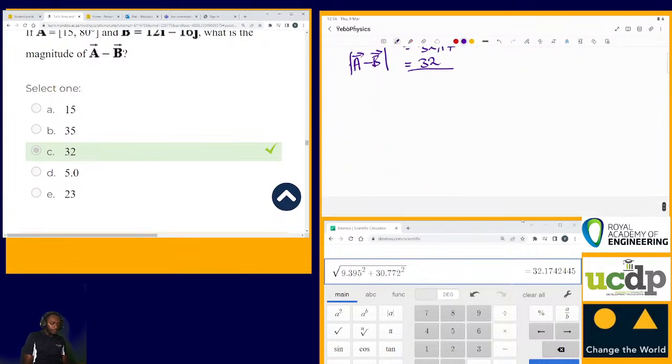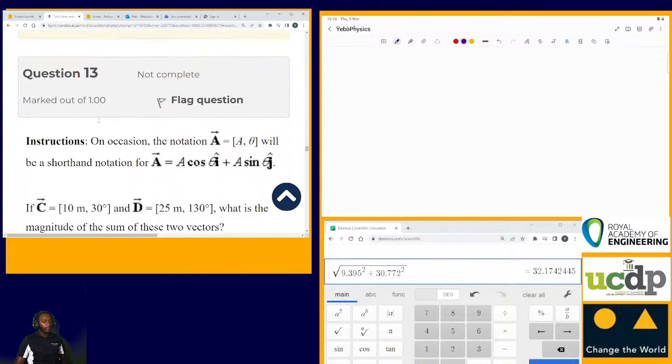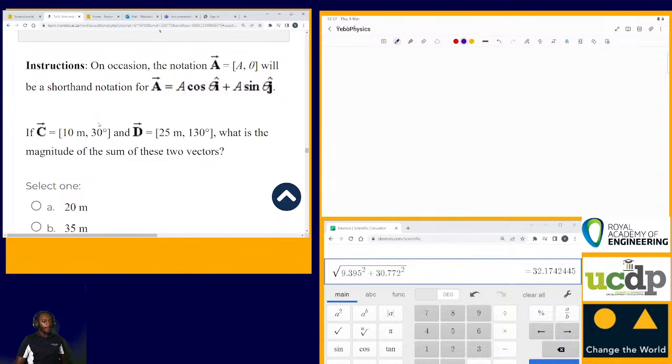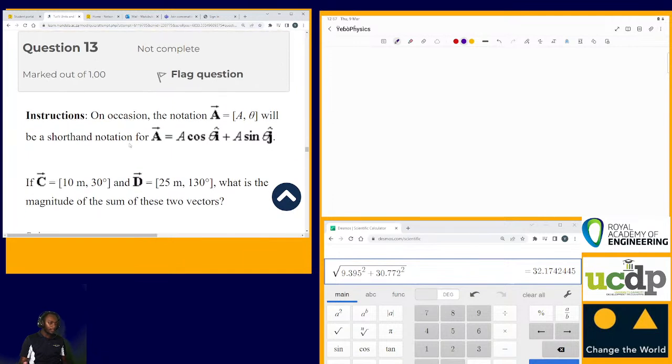Right, so moving on, I think we can move on to the next question if there are no questions. Question 32. So we are given, no, it's question 32, question 13. Question 13. So what are we given?